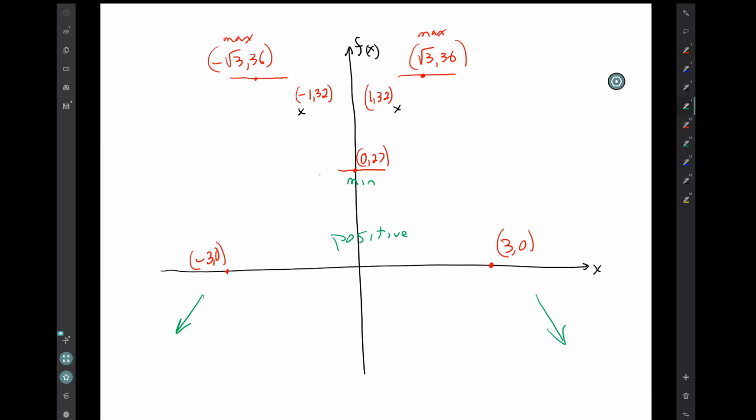Now we can add to this graph the increasing, decreasing behavior and the concavity behavior. I think it's actually clearest if we just add the concavity behavior. We have to have a graph that has that concavity behavior, and I think you'll see that the increasing, decreasing behavior will match what we found in step 2.